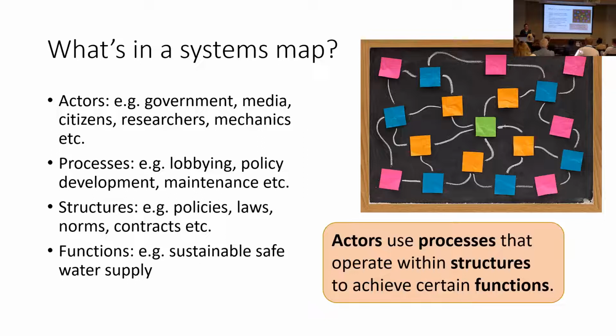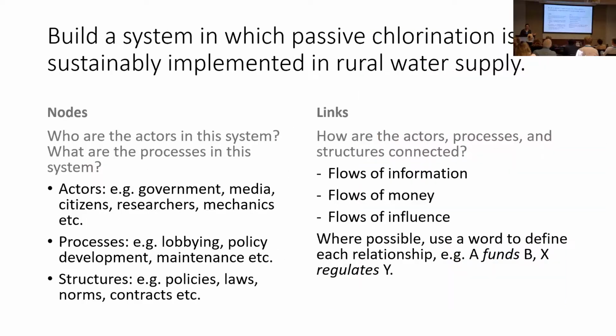And finally, the last part of a system here would be the function. Today in this room, we're going to identify the function for you. We want to try and build an ideal system map for sustainable, safe water supply with passive chlorination. So that's the challenge, the task. So build a system in which passive chlorination is sustainably implemented in a rural water supply.